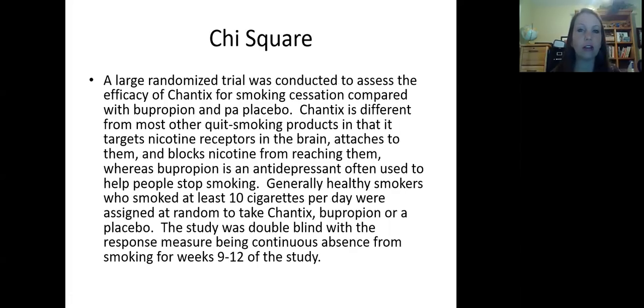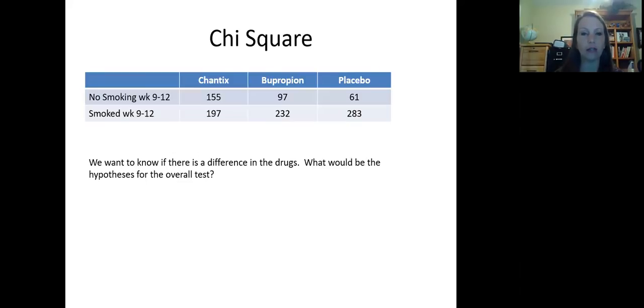All right, so first let's talk about chi-square. So here's the example. A large randomized trial was conducted to assess the efficacy of Chantix for smoking cessation compared with bupropion and a placebo. Chantix is different from most other quit smoking products in that it targets nicotine receptors in the brain, attaches to them and blocks nicotine from reaching them, whereas bupropion is an antidepressant often used to help people stop smoking. Generally healthy smokers who smoked at least 10 cigarettes per day were assigned at random to take Chantix, bupropion, or a placebo. The study was double-blind, with the response measure being continuous absence from smoking for weeks 9 to 12 of the study. So here's what the data looked like for this one.